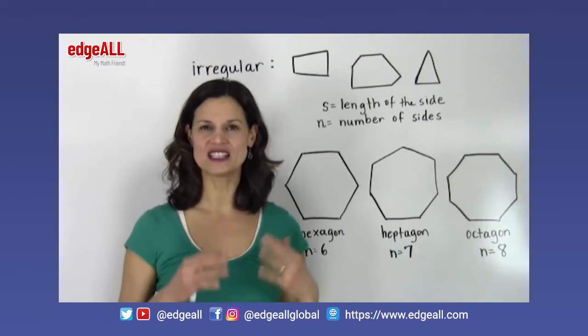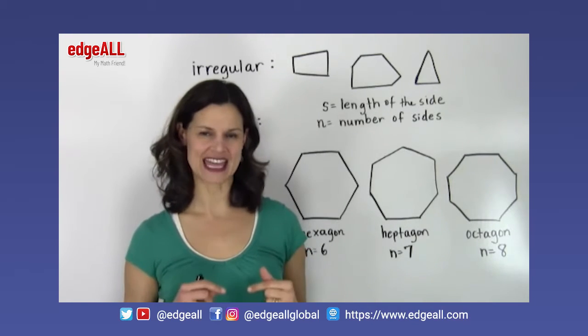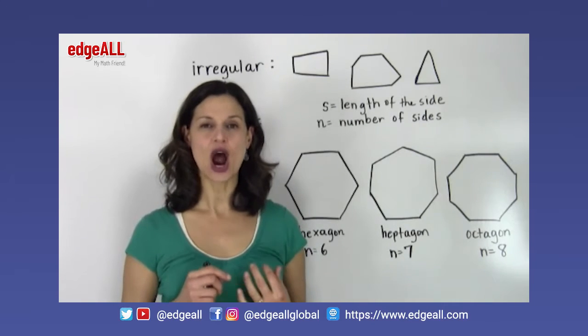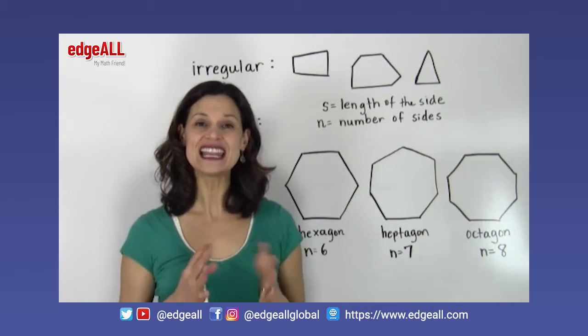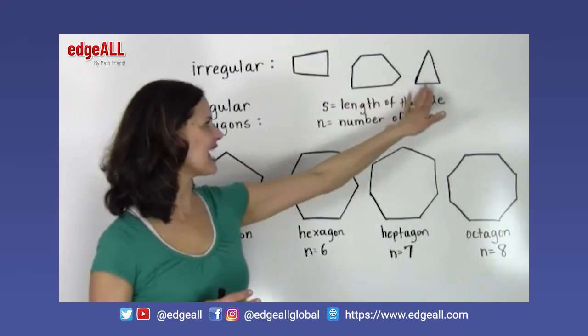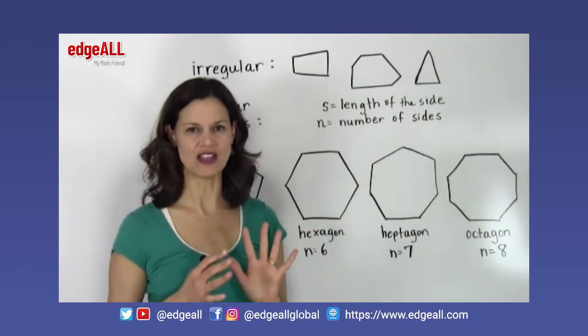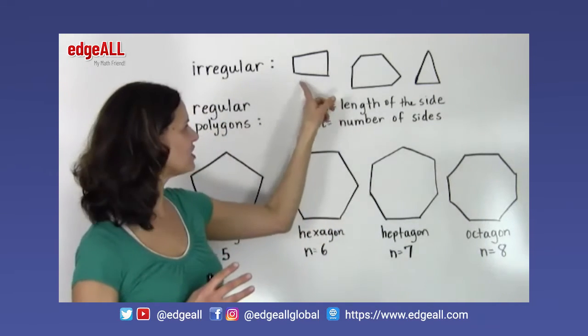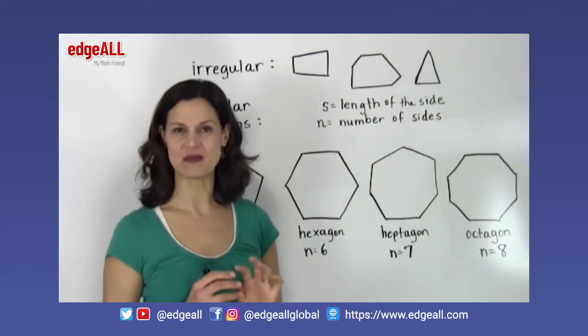Regular polygons are polygons with sides of equal length. On the other hand, irregular polygons are polygons with some unequal length sides. So here I have some examples of some irregular polygons. Some of the sides are unequal in length. Not all sides are the same length.